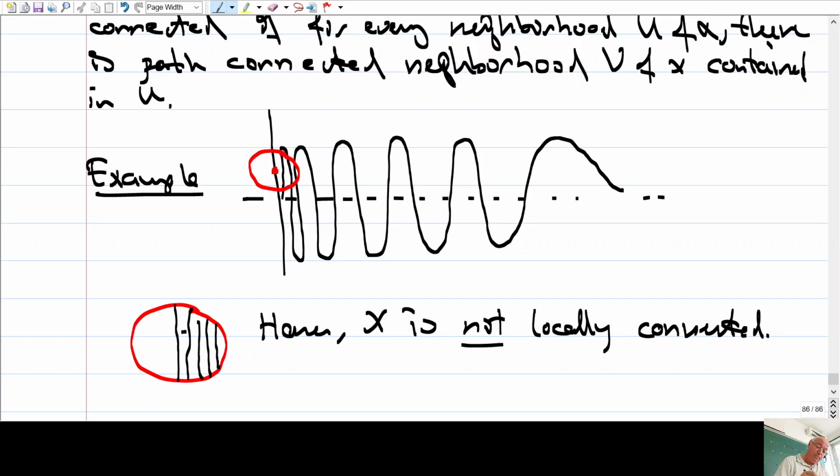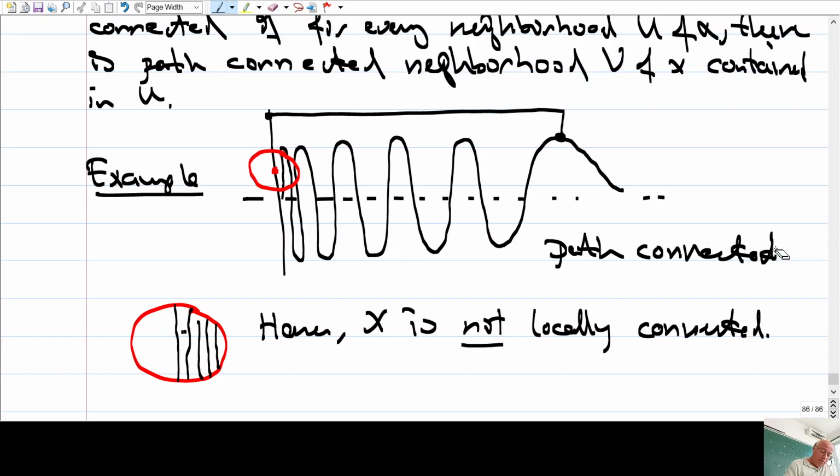But I can actually make the space path connected. How? Just put another path like this. Now it is path connected. Therefore, it is connected. We already know that it's connected, but it is not locally connected. Points like this do not have arbitrarily small neighborhoods which are connected. Okay, let me stop here and then I'll continue in the next hour.